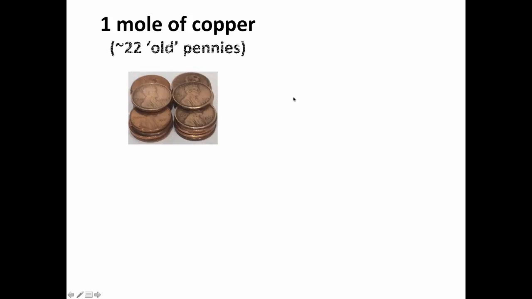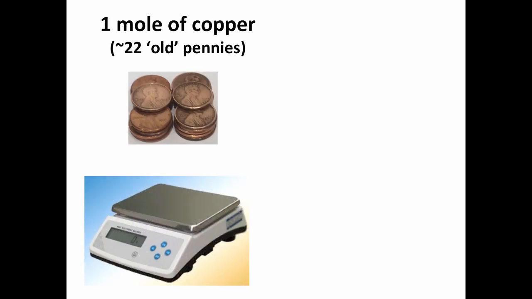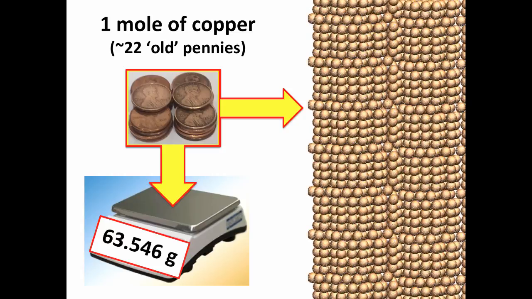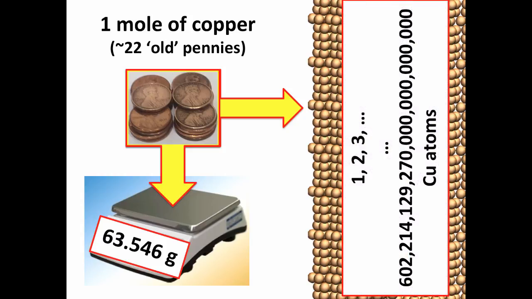Just for some perspective, a mole of copper is about 22 of the old pennies, the pre-1983 pennies that were pure copper. And if you weighed that, if you had 1 mole of copper, you'd get about 63.55 or so grams. And if you were able to zoom in and count the atoms, you would end up with this 6.022 times 10 to the 23rd atoms, this huge, huge, huge number.